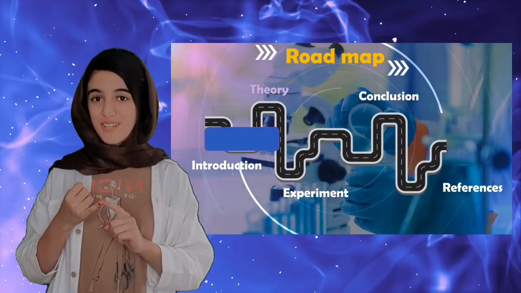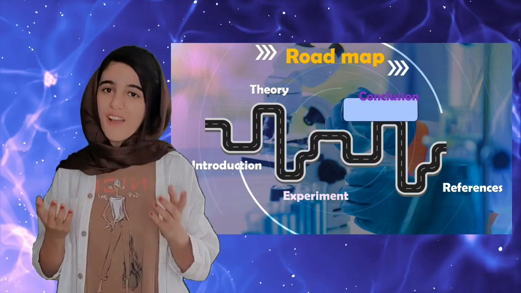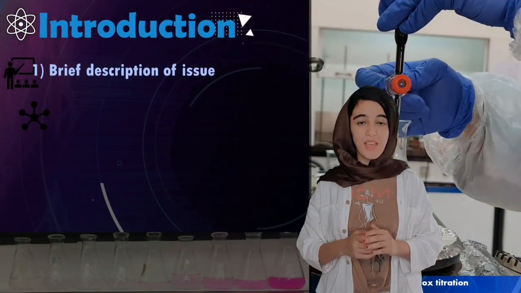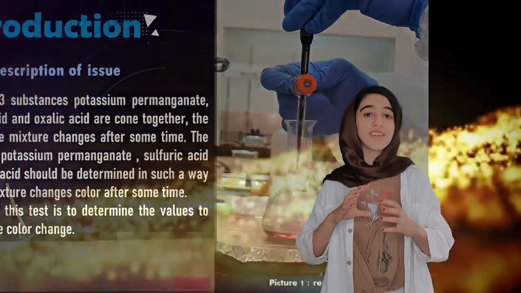In order to solve this issue, we have to go through a path, and in this path, we talk about: first introduction, after that theory, experiment, conclusion, and finally references. Introduction, the first part, brief description of the issue. When three substances, potassium permanganate, sulfuric acid and oxalic acid, come together, the color of the mixture changes after some time. The amounts of potassium permanganate, sulfuric acid and oxalic acid should be determined in such a way that the values will cause the color change. The aim of this test is to determine the values to observe the color.